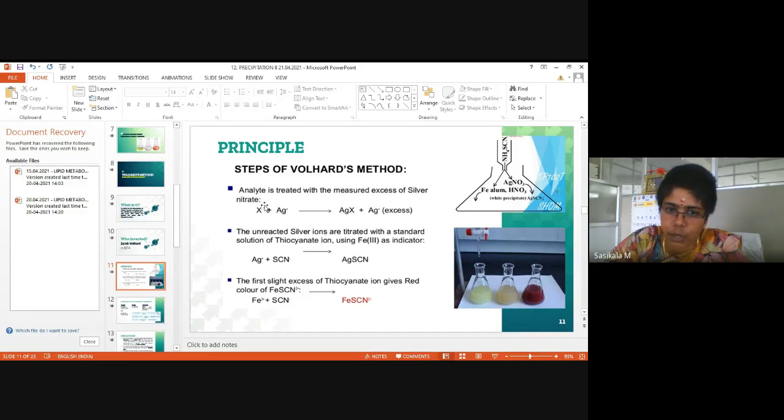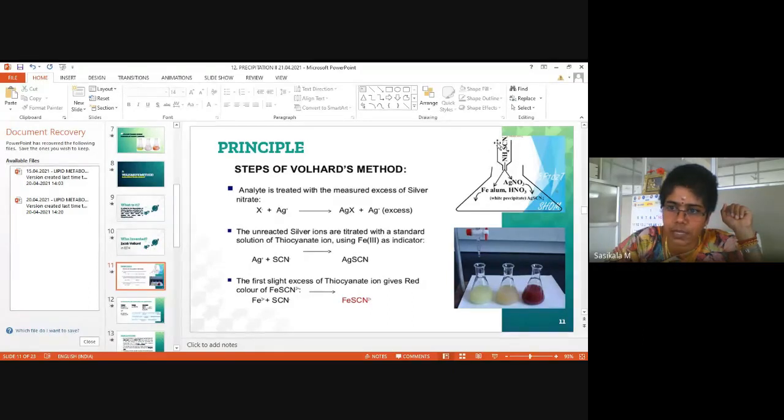For example, sodium chloride you can take, and silver nitrate will be added to it. It will form silver chloride. AgX represents the precipitate, and silver will be there in excess. After reacting with all the chloride, according to the concentration of chloride, your known concentration of silver ion will interact to give silver chloride, and the excess will remain in the solution, right? This excess silver nitrate will be allowed to react with thiocyanate, which is taken in the burette. This is the titrant of known concentration.